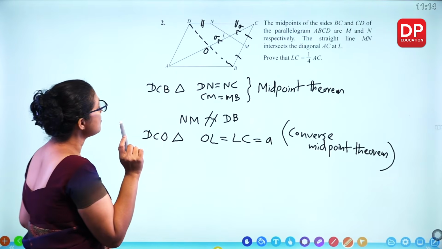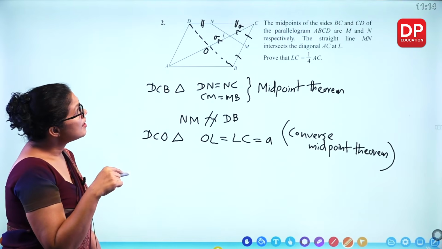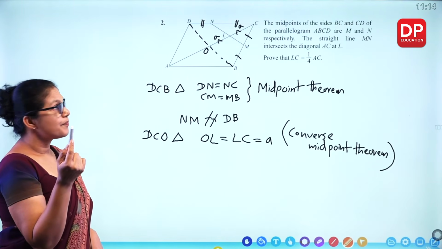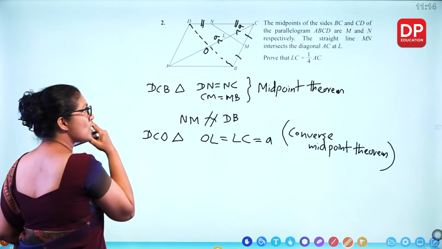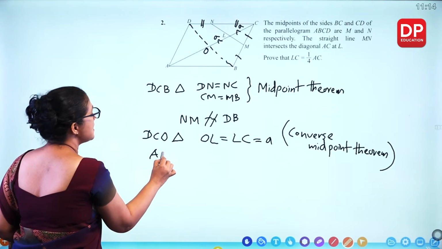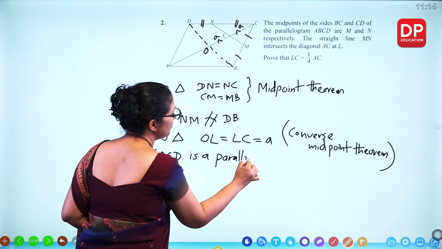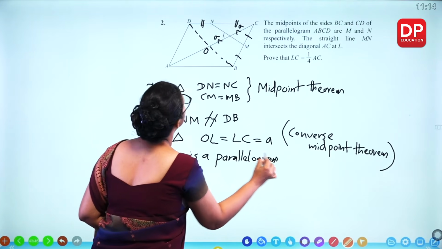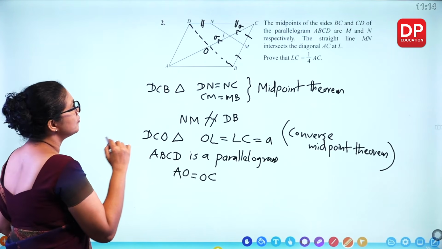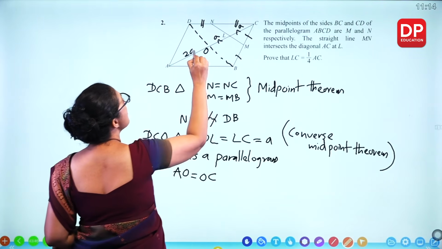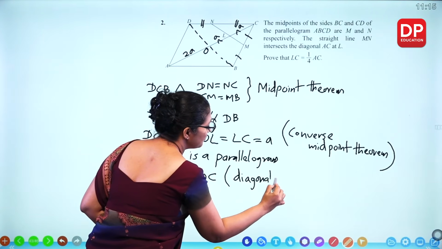Now, we found these two are equal. And ABCD is a parallelogram. We know that diagonals bisect each other. So ABCD is a parallelogram. We know AO equals OC. OC is 2A, so this becomes 2A because diagonals bisect.